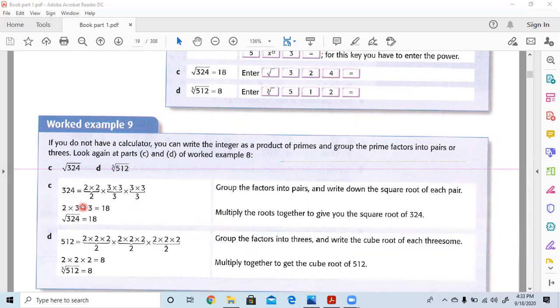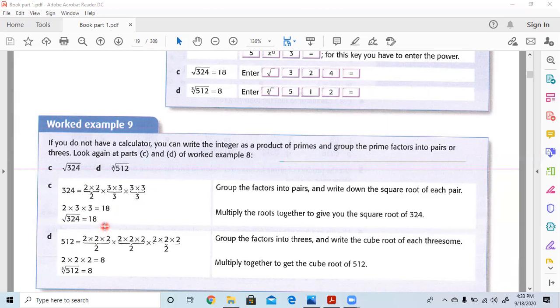He mentioned here how they will write 324, like 2 square, 3 square, 3 square. When they multiply, they will also get the number, because these are the common numbers. So they must write it here. It's an easy way they just tell us.